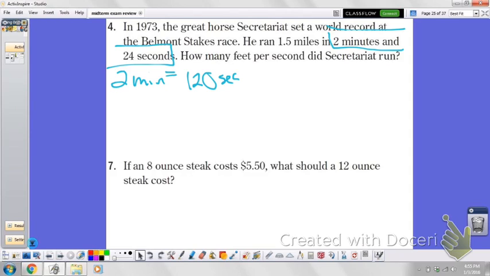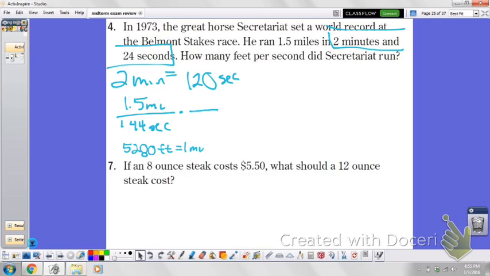we know that the horse ran 1.5 miles in 144 seconds. And we need to convert this into feet per second. So we need to get miles into feet. Well, we know that there is 5,280 feet in 1 mile. So I'm going to use this as a conversion rate.